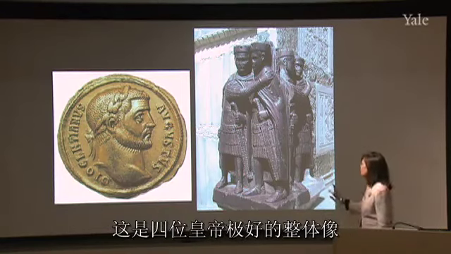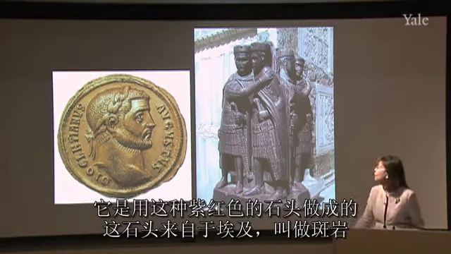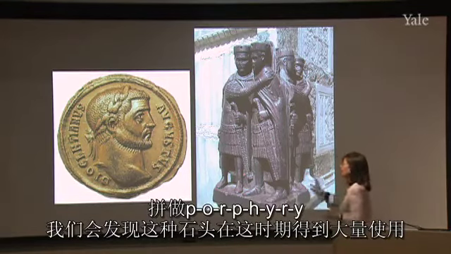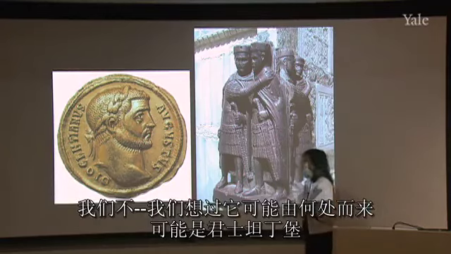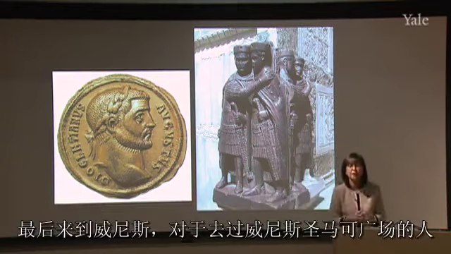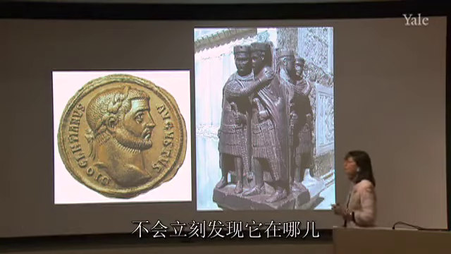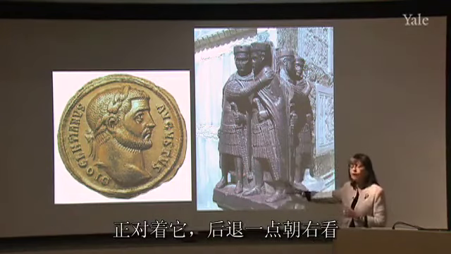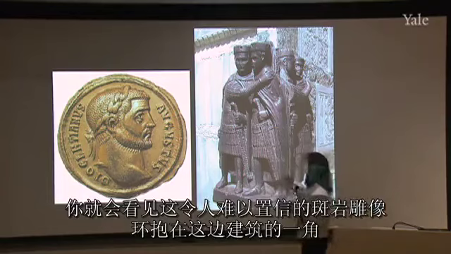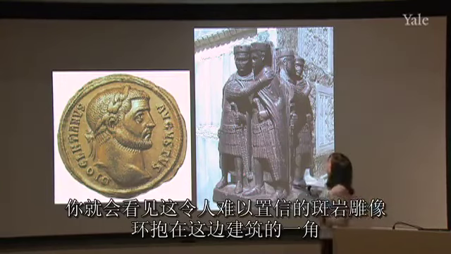This is a wonderful group portrait of the four Tetrarchs that's done in this reddish-purplish stone that comes from Egypt called porphyry, P-O-R-P-H-Y-R-Y, a stone that we'll see used extensively in this period. This portrait is carved out of that. We have thoughts about where it might have come from, perhaps even Constantinople, but it ended up in Venice. Any of you who make your way to San Marco in Venice, it's not immediately obvious where it is, but if you stand in front of San Marco facing it and go off a bit to the right, you will see this incredible porphyry group hugging one corner of the building over here.